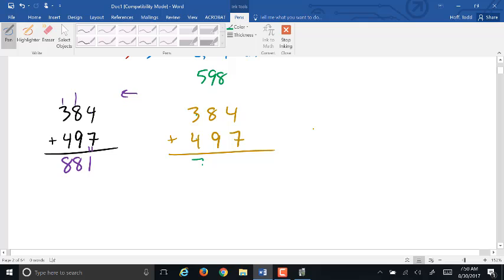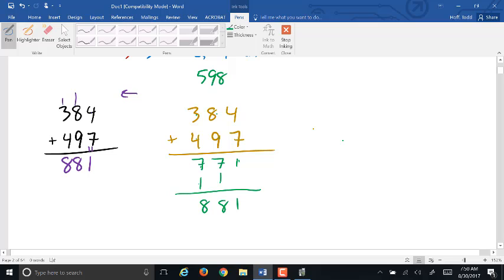3 plus 4 is 7. 8 plus 9 is 17, so 7 drop the 1. 4 and 7 is 11, so 1 drop the 1. 7 and 1 is 8, and 1. Get the same answer. Maybe a little bit longer, but it gets there.